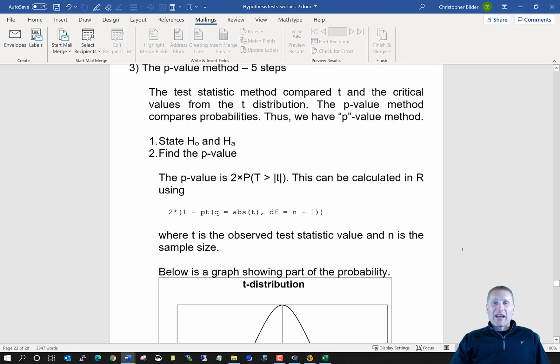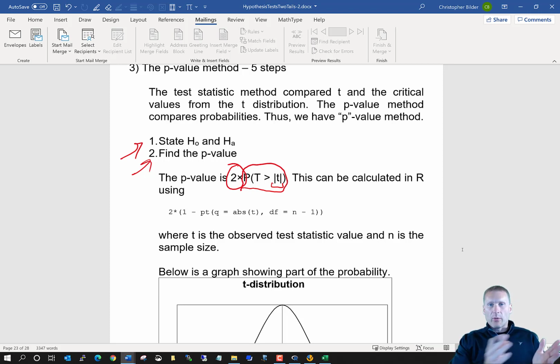So these p-values actually represent probabilities. So step one of the process is that we're going to state our H0 and HA. Step two, we're going to find the p-value. And all the p-value is, you take the absolute value of what you originally would calculate, let's say with a test statistic, and look at what's the probability that a random variable t would be that extreme. In other words, the probability that t is greater than the absolute value of the observed value of your test statistic. And we're going to multiply it by 2.